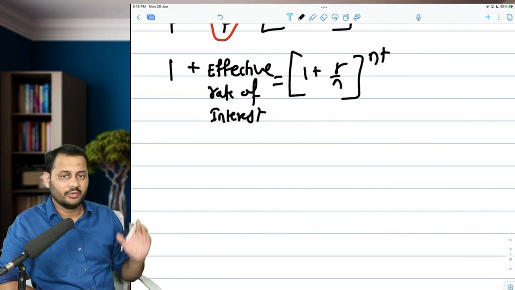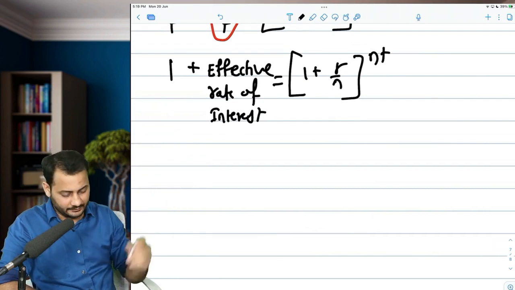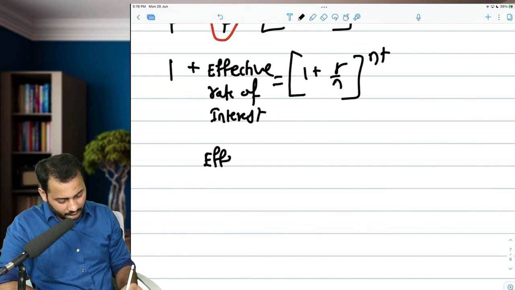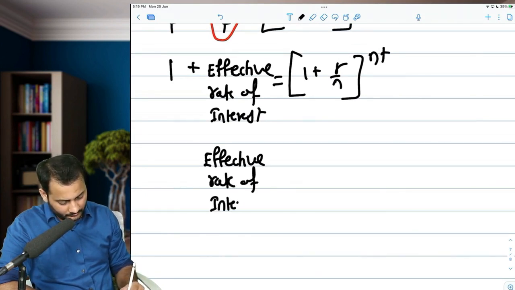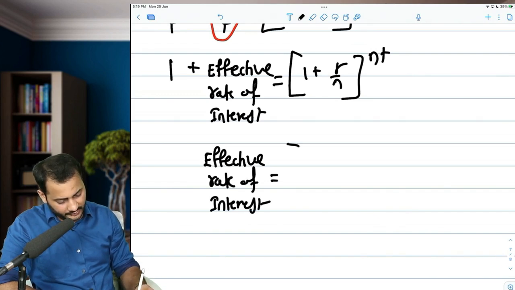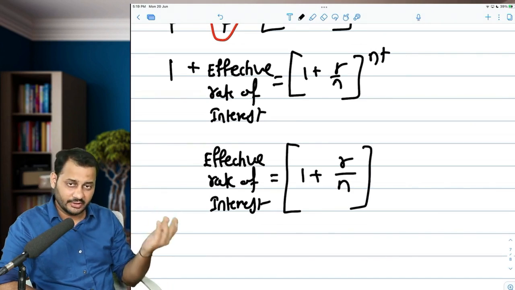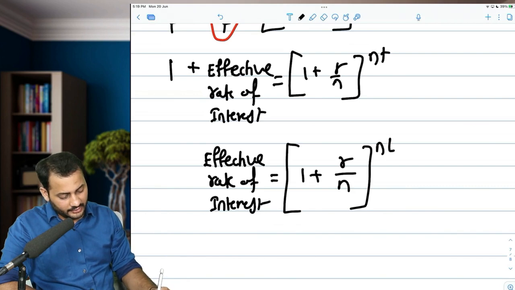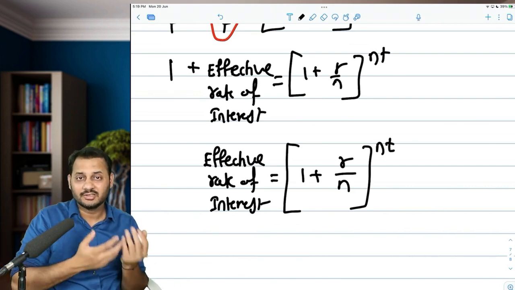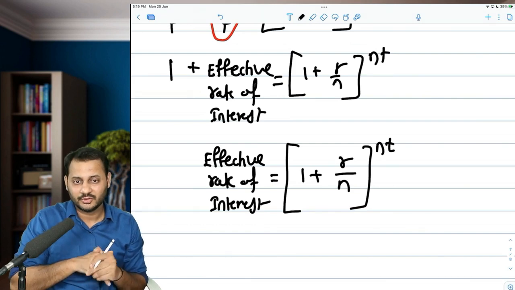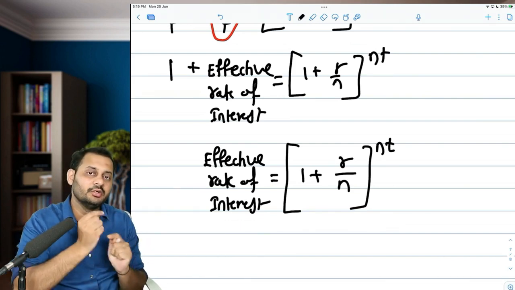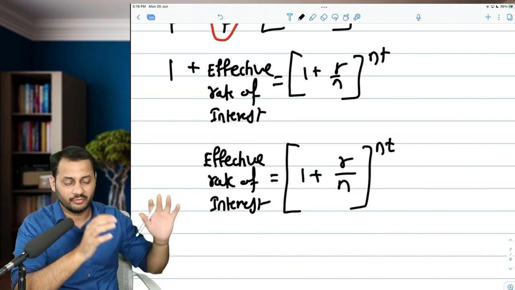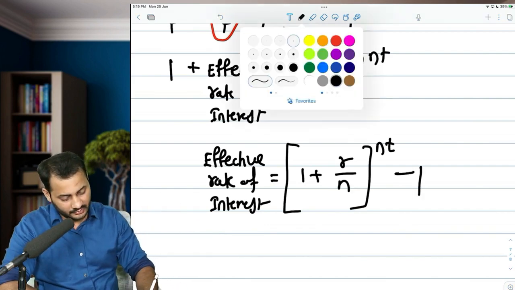Now what you have to do is shift this one to that side. Effective rate of interest is nothing but 1 plus r divided by n, meaning rate of interest per annum divided by number of compoundings per annum, to the power nt. Why am I using nt? I have been teaching for 10 years, so I am used to the formula now. But you should use the proper form, minus 1, and this is your formula.